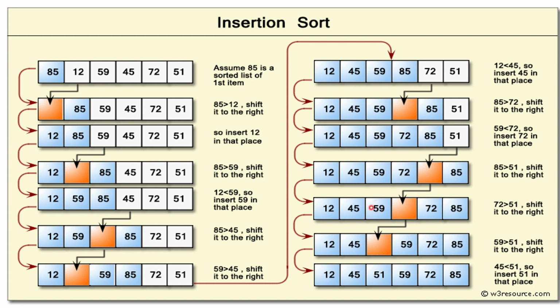Again I shift the 59 to the right side, that 59 is here, and now the 51 is in this position, and again we have to check the 51 with its before element. Now 45 is the before element, and we know that 45 is lower than 51, so keep it as it is. Now this is our sorted array.